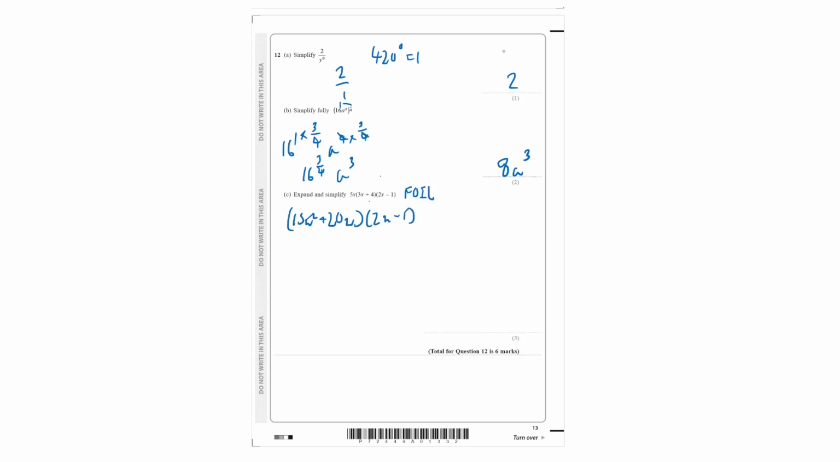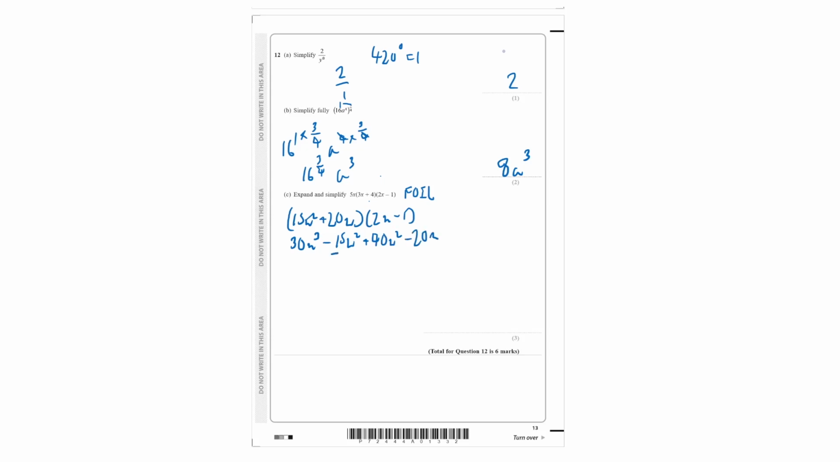We do the first ones, which is 15x squared times 2x, simply 30x cubed. Outside, we do plus 15x squared times negative 1. That is negative 15x squared. Inside, 20x times 2x is plus 40x squared. And last is 20x times negative 1, which is negative 20x.